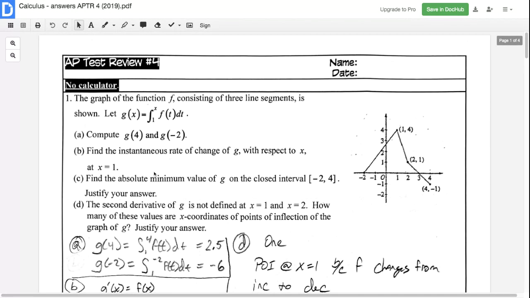All right, so that is the answers to AP test review number 4.